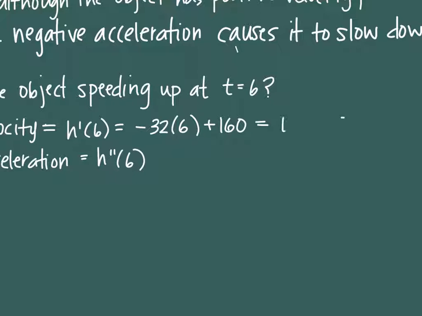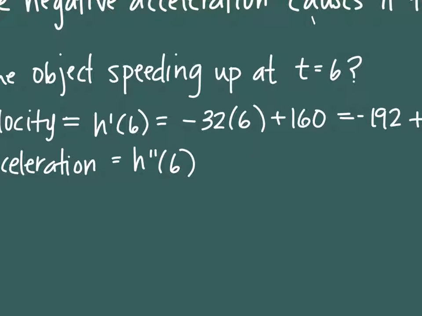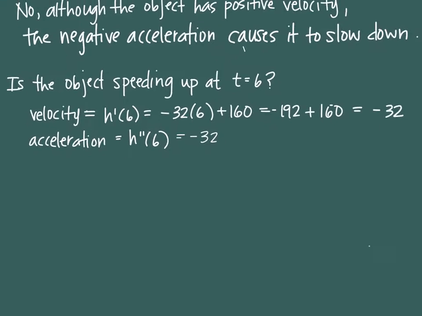What is that, 182? 192. Negative 192 plus 160. Negative 192 plus 160 is negative 20. No, negative 32. And then h double prime is still the constant, negative 32. So they're both negative 32.